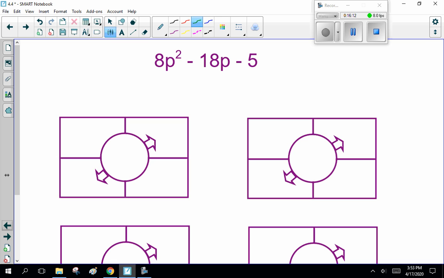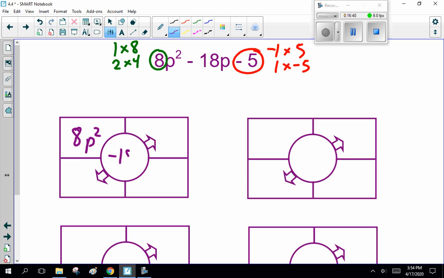let's do this one. 8p squared minus 18p minus 5. Yuck. Factors of 8. 1 times 8, 2 times 4. What are the factors of minus 5? Minus 1 times 5, 1 times minus 5. Okay, so that's not so horribly bad. It's just kind of horrible. So, what do I choose first? Well, I wrote 1 and 8 first, so I'm going to try that.